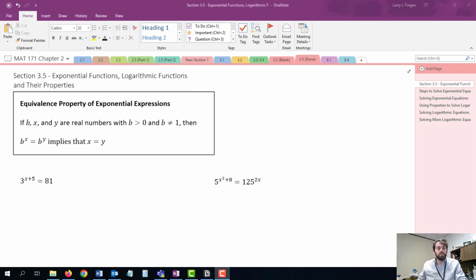All right, here is section 3.5. This is the last section out of chapter 3, exponential functions, logarithmic functions and their properties. We're going to be solving some more exponential and logarithmic functions, obviously. So let's get started.